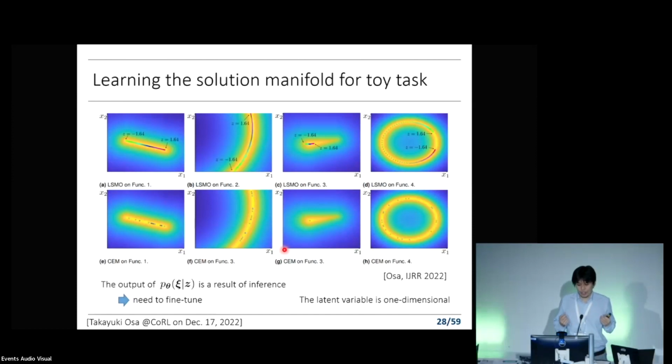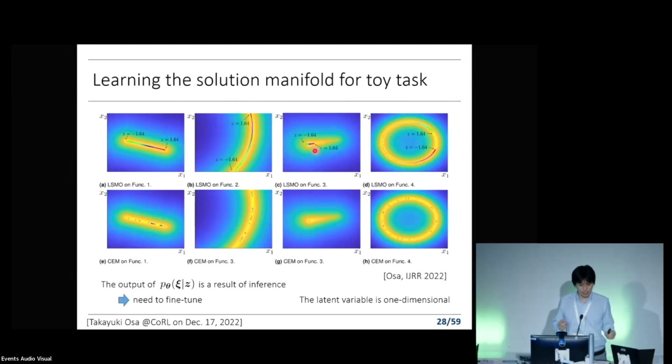And here is the example of maximizing the toy objective function. The top row shows the result of our method, and the bottom row shows the result of a cross-entropy method with multimodal sampling distribution. If you use multimodal sampling distribution for the cross-entropy method, we can obtain multiple solutions. However, we cannot cover the solution manifold continuously. By contrast, in our method, we can capture the solution manifold continuously like this.